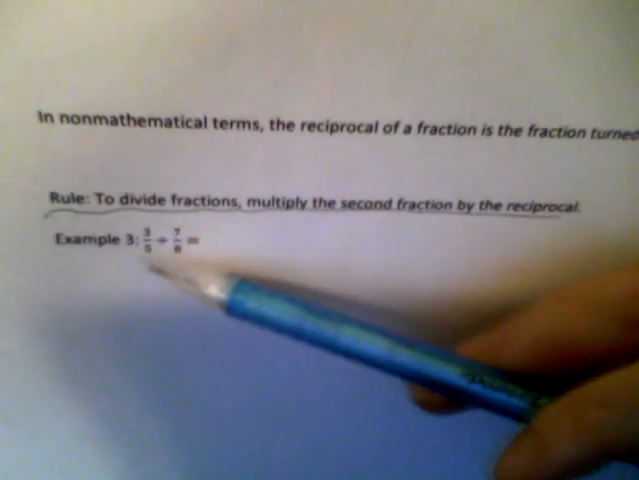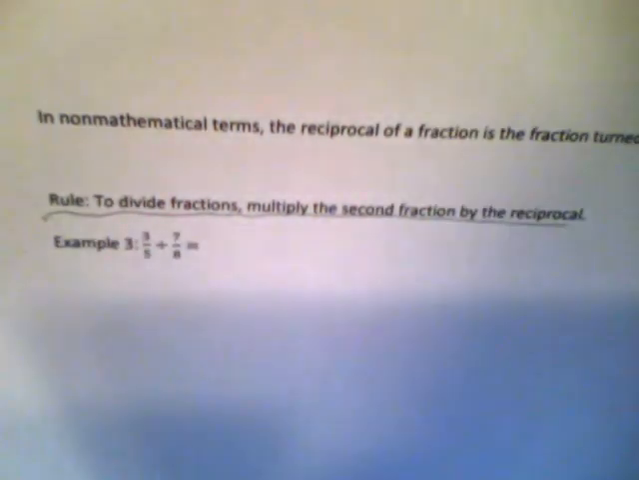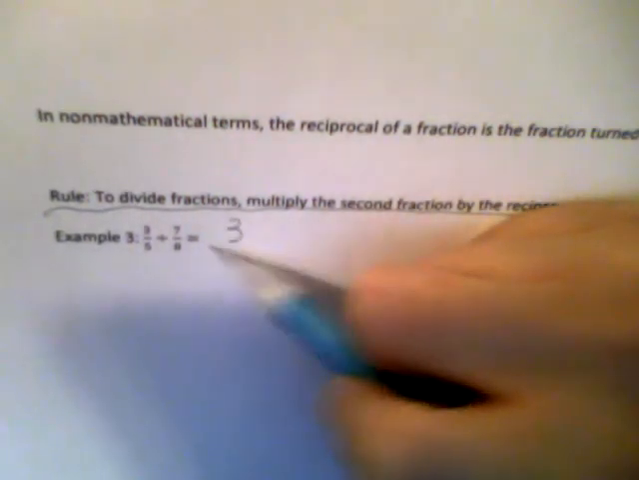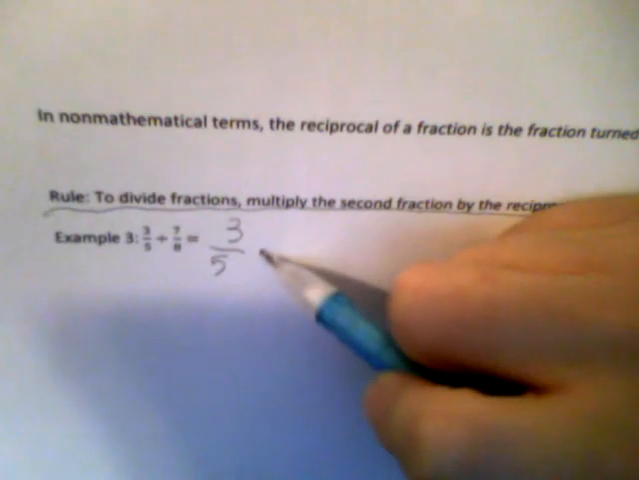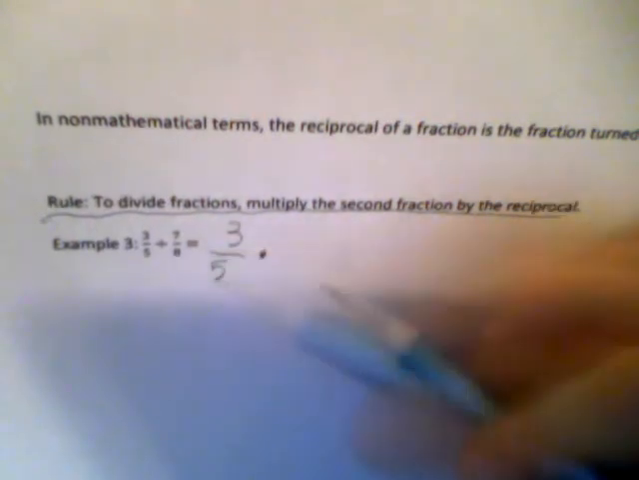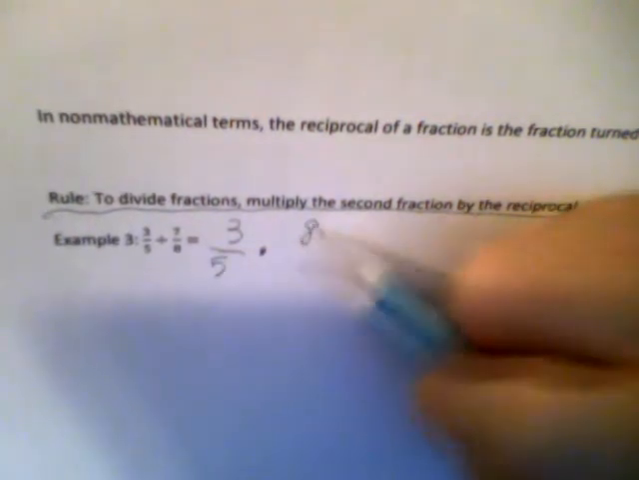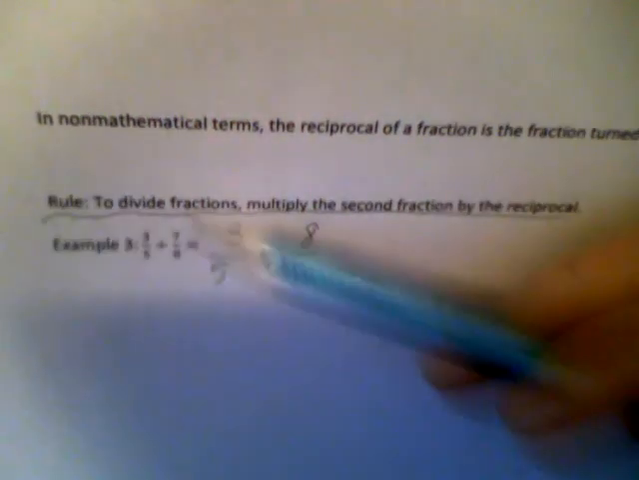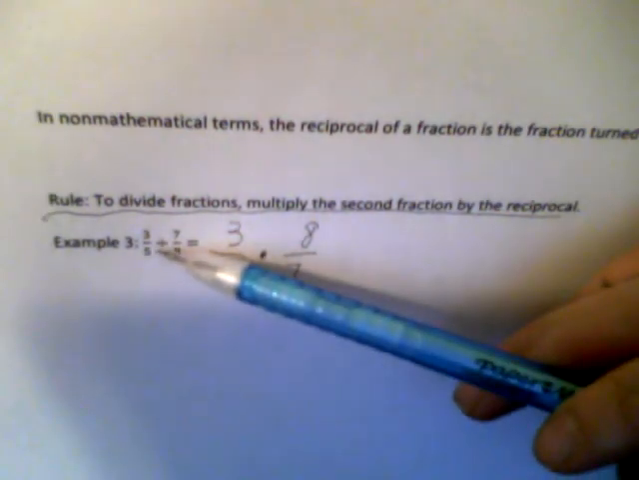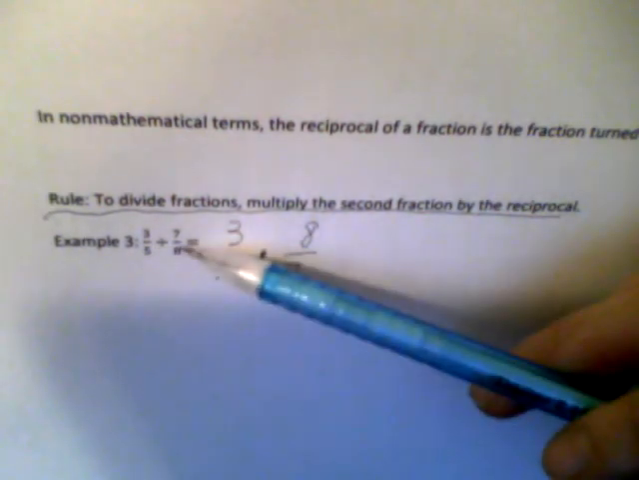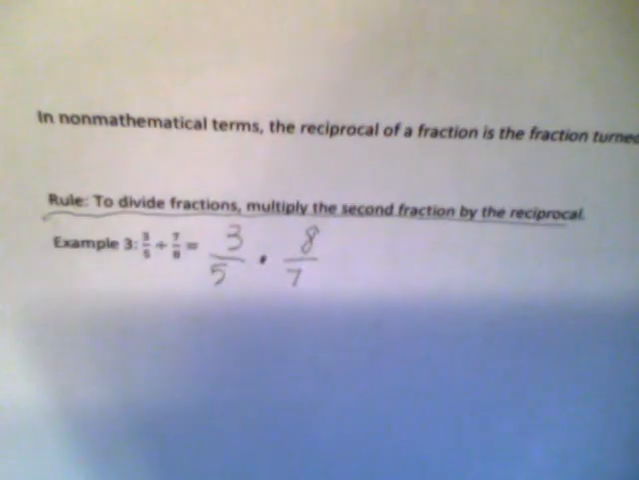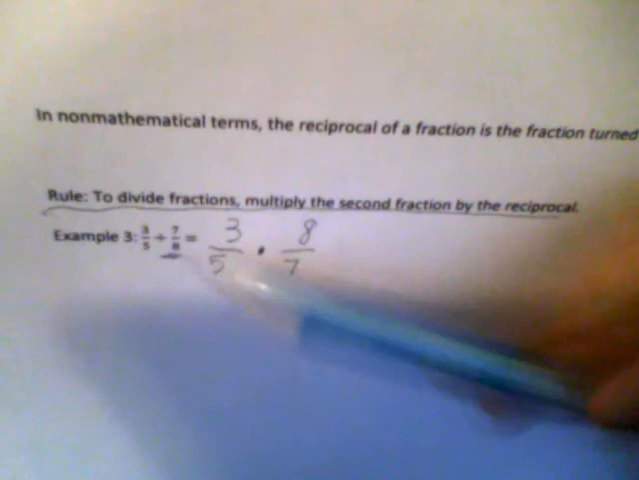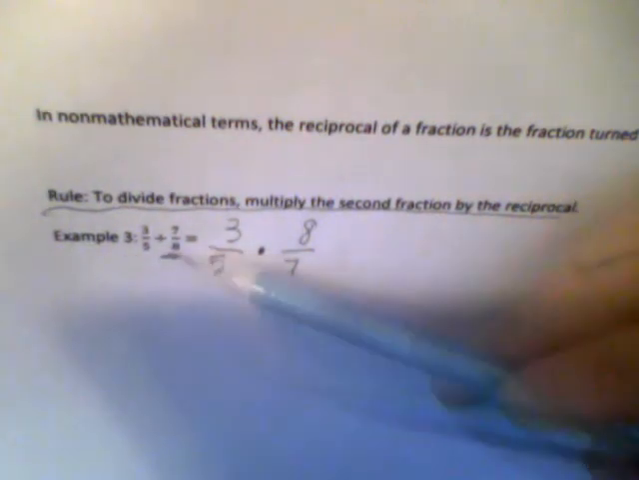So let's look at 3 over 5 divided by 7 over 8. That is just the same as 3 over 5 times the reciprocal. The reciprocal of 7 over 8 is just 8 over 7. So once again, to divide this, I changed my division to a multiplication symbol, and then I flipped the second fraction. When you're dividing, you always have to flip the second fraction. Don't flip the first one, flip the second one.